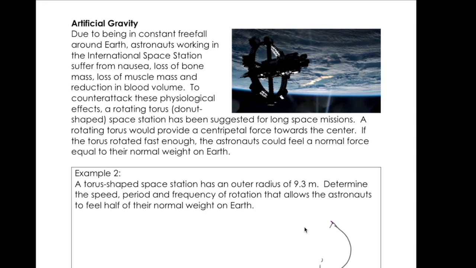So to counteract these physiological effects, a rotating torus, a donut-shaped space station, has been suggested for long space missions. So here we see the torus of the space station. So a rotating torus would provide a centripetal force towards the center. So very similar to the pull of gravity that we feel towards the center of Earth. So if the torus is rotated fast enough, the astronauts can feel a normal force equal to their normal weight on Earth.